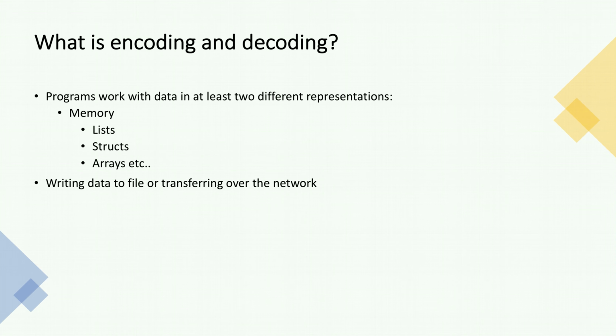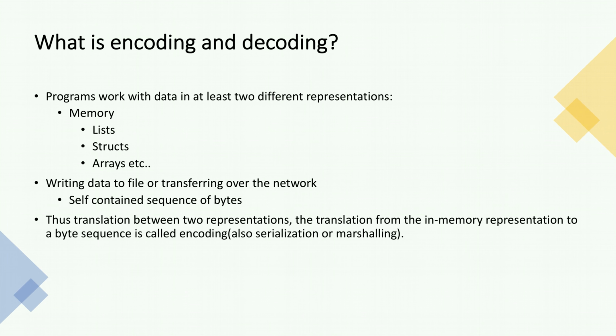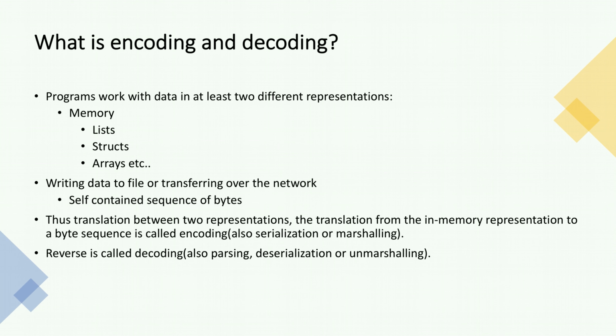And when you want to write data to a file or transfer it over the network, you have to encode it as a self-contained sequence of bytes, because here the references would not make any sense to a different process. Thus we need a translation layer between these two representations. The translation from the in-memory representation to the byte sequence is called encoding, serialization or marshalling, and the reverse of it, the translation from the byte sequence to the in-memory representation, is called decoding, parsing, deserialization or unmarshalling.